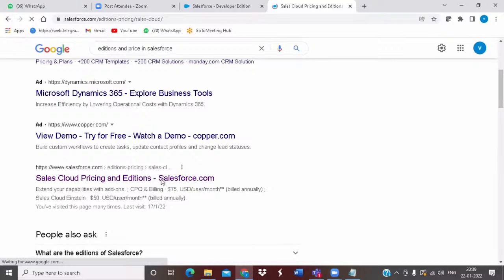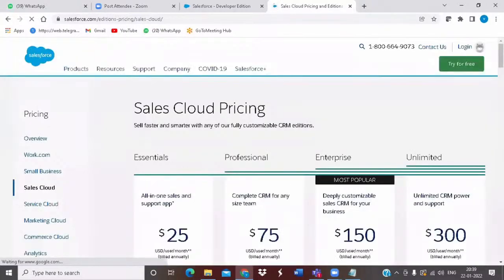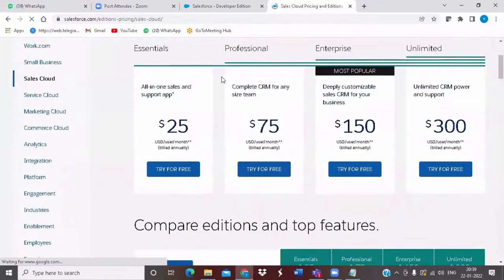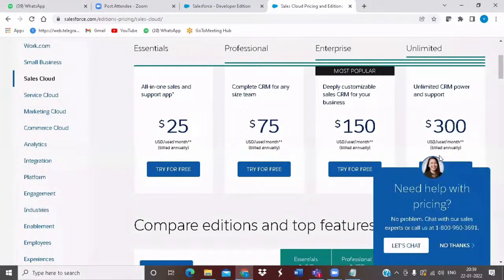Look at this, all of you. Essential edition, professional, enterprise, and unlimited. What is the cost of essential edition? $25 per user per month. $150 per user per month. $300 per user per month. US dollars. They bill annually.